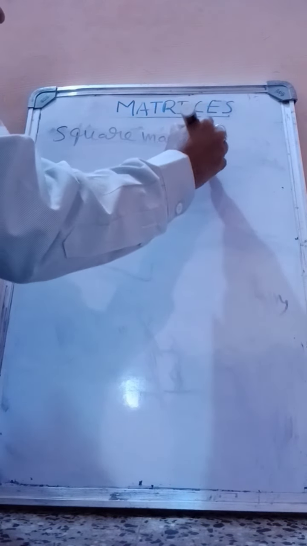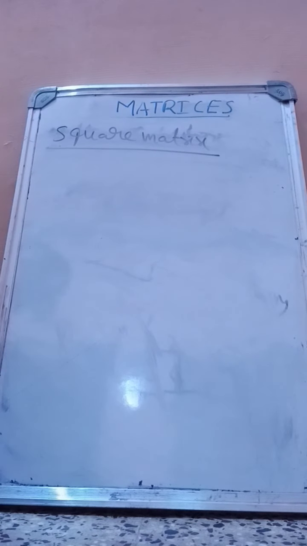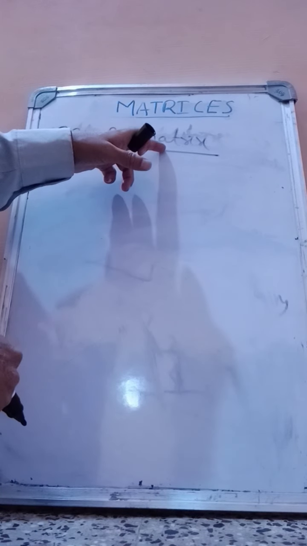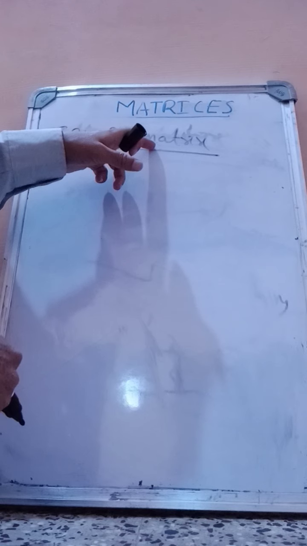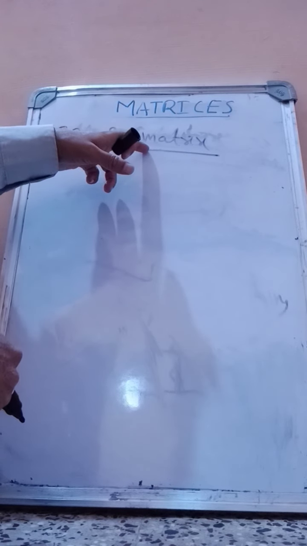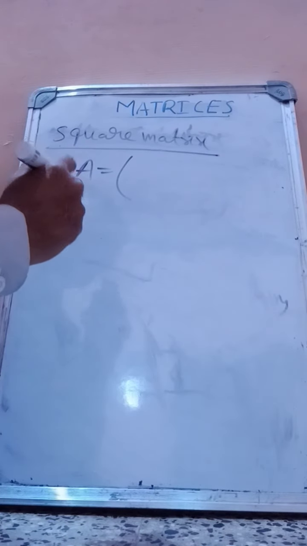Let us move to the next very important concept called the square matrix. The word itself tells us: square means all sides are equal. A matrix is said to be a square matrix if the number of rows is equal to the number of columns. Let us take one example to see whether it is a square matrix or not.